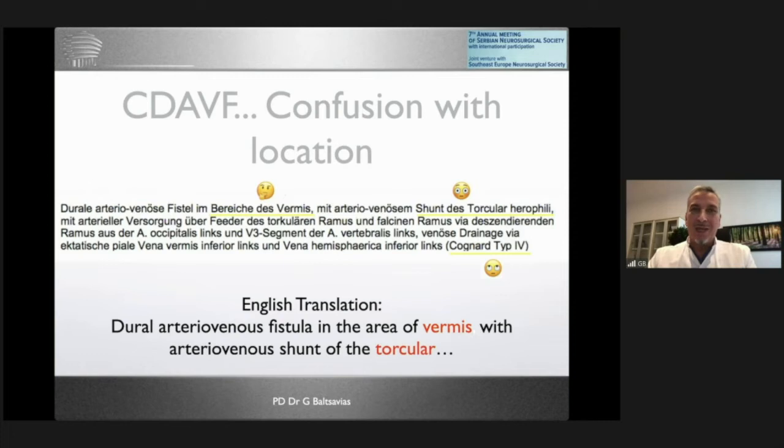We describe the lesion as a torcular shunt and claim that this is Cognard type 4. My comment: a real fistula of a torcular cannot be a Cognard type 4. So it is not the torcular, it is the inferior vermian vein, the exact location. The information is still there. You can realize it despite the noise and even without looking at the images.